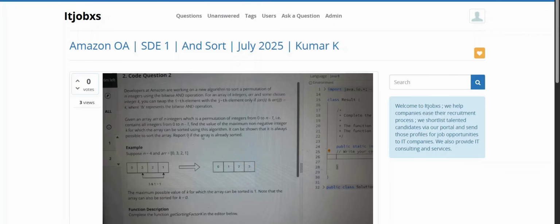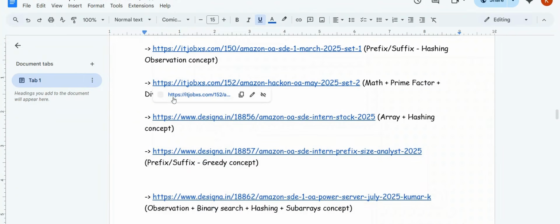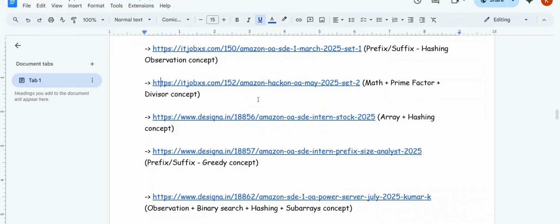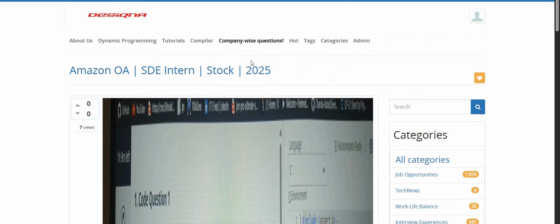Now this problem is also clear to us. Then let's go to the next problem. It's a problem which was based on math plus prime factor concept. This document will be available to you people, you can check it out. Next problem, again a problem based on array plus hashing concept. I'm just trying to show you these problems so you know that these types of problems are coming. They might get repeated, so prepare their answers in advance.